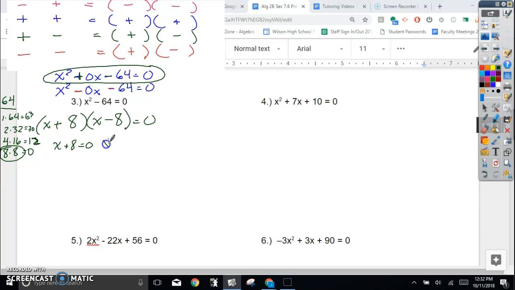And here's your routine of setting each factor equal to 0. This one will give me a negative 8. This one will give me a positive 8. All right? And that's the best way to think of that problem.